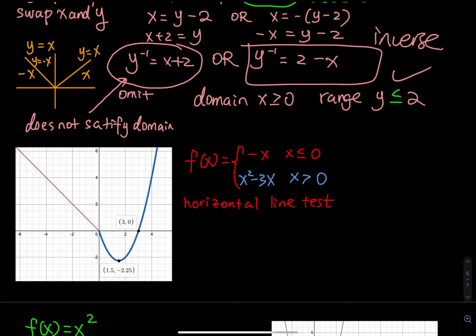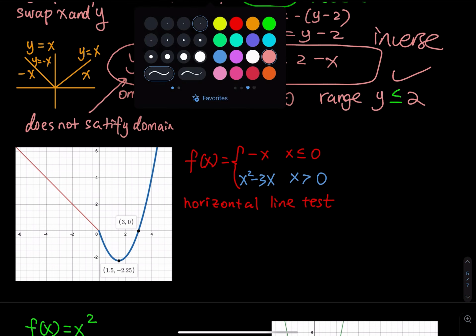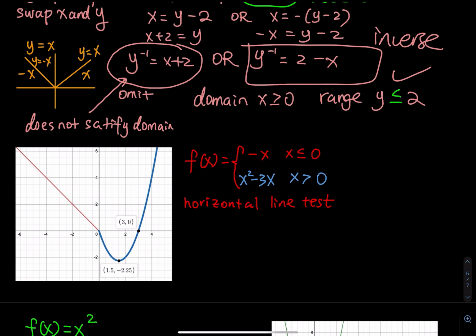And then the problem can be a piecewise function. This is easy. For most piecewise functions, when you draw a horizontal line, using the horizontal line test, you have two intersections. So the horizontal line test basically fails. So this piecewise function has no inverse function.